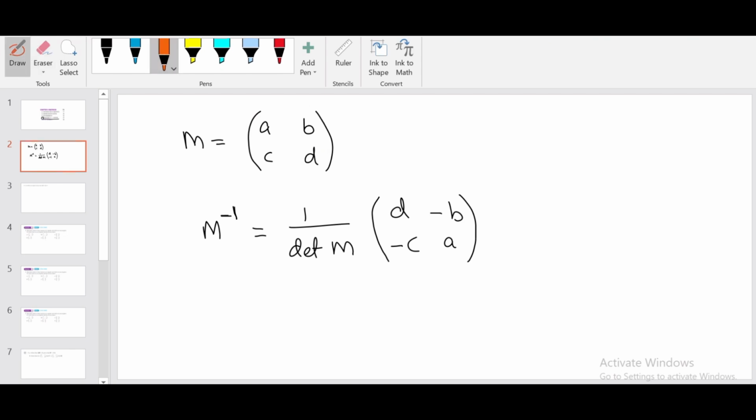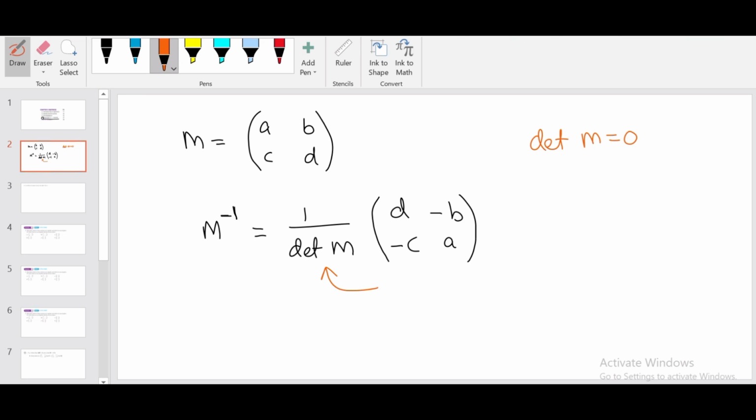Now, if the determinant value of M is 0, we call it a singular matrix. And this cannot be divided by 0. That's the reason for a singular matrix there is no inverse. It's undefined, the 1 over determinant value of this is undefined, 1 over 0. So if it's a singular matrix, you cannot find the inverse. Now, what is this inverse?